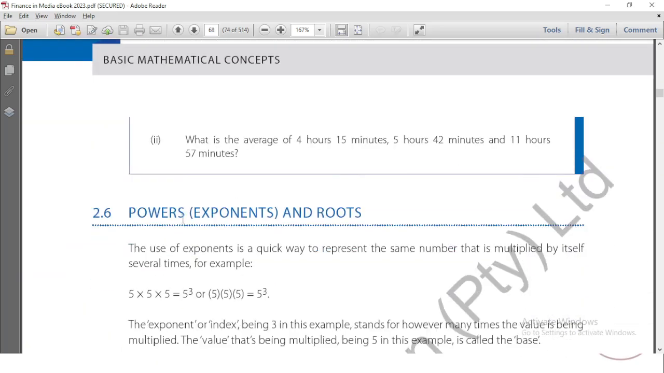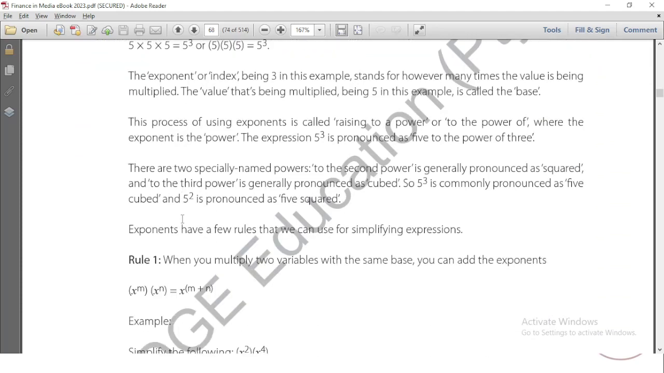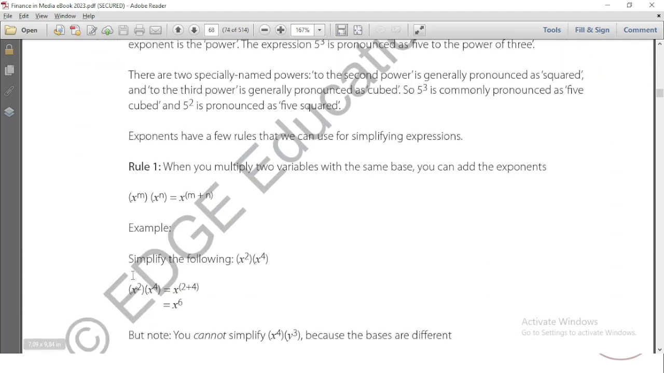So you can practice with other questions. So here we are under exponents. Here I was saying that if the base is the same, say the base is x, then you can add the exponents, m plus n. So that's the basic rule number 1 under exponents.